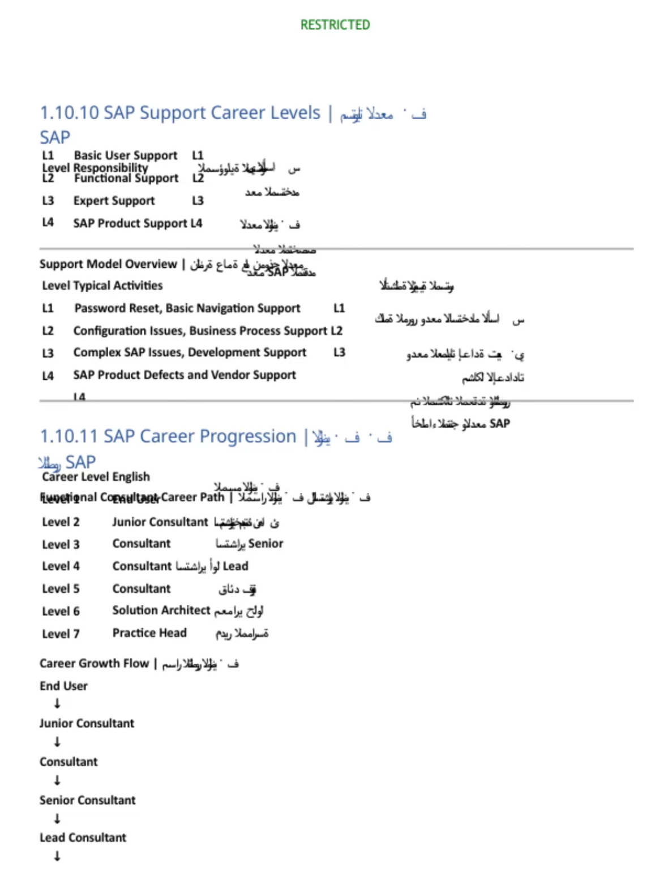This slide maps out the career growth flow within our consulting and SAP support roles. Starting from the end-user level, we move through junior consultant, senior consultant, all the way to lead consultant. Beyond that, roles like solution architect and practice head come into play. Each level represents increasing responsibility and expertise. We also see how support activities align with these levels, from basic user help to complex SAP issue resolution. This framework guides how careers progress and how support is structured across the organization.